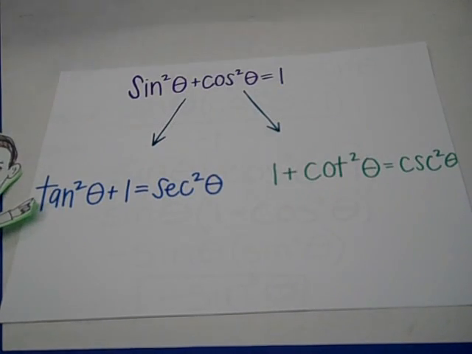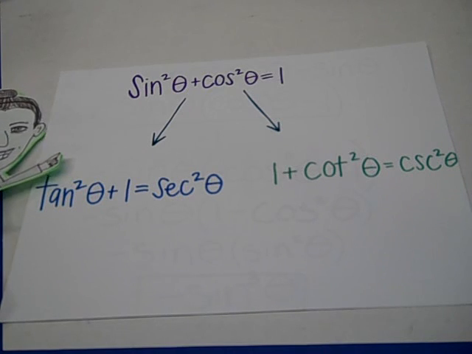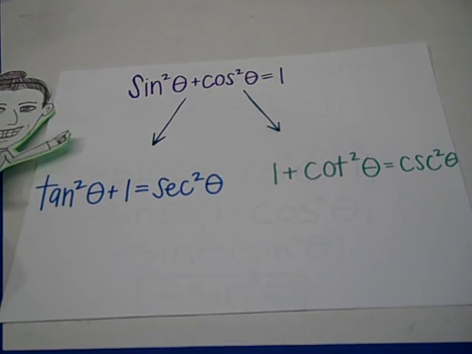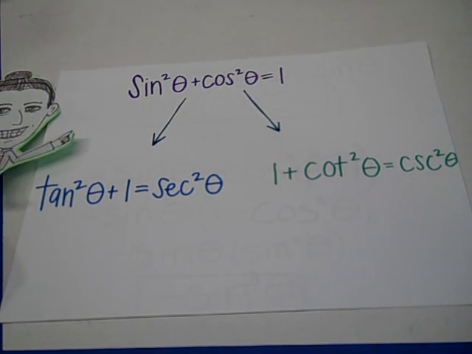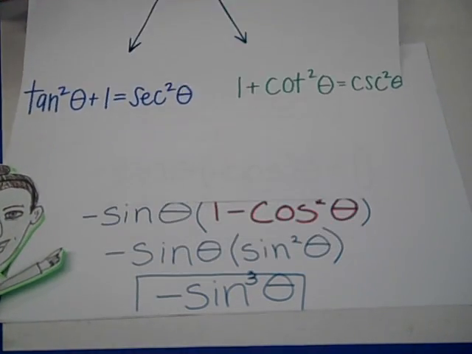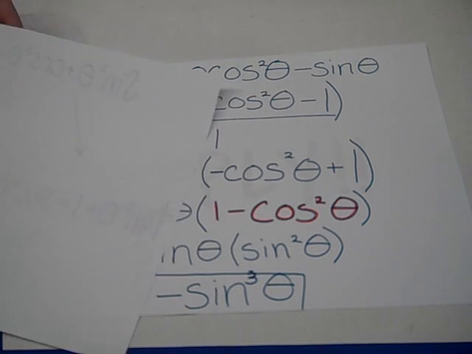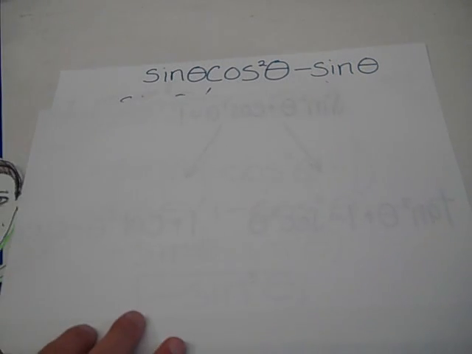Okay, I get it. From the Pythagorean theorem, you can derive sine squared theta plus cosine squared theta equals 1. And from that, you get the other two identities: tan squared theta plus 1 equals secant squared theta, and 1 plus cotangent squared theta equals cosecant squared theta. Yes, that's it. Okay, so when do we actually use these? Well, we will show you how to apply them.